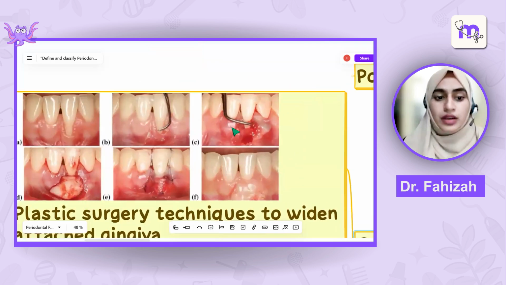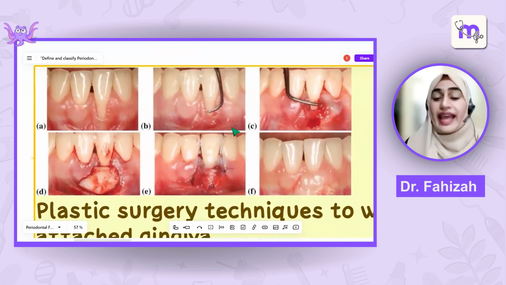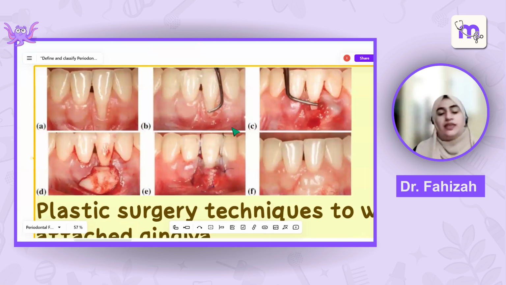First of all, plastic surgery. So aesthetic surgery, aesthetic plastic surgeries. Now, what are these plastic surgeries? Plastic surgeries, especially periodontal plastic surgeries, refer to those areas where you're improving your aesthetic conditions, or the connective tissue or epithelial tissue part of it is being corrected.